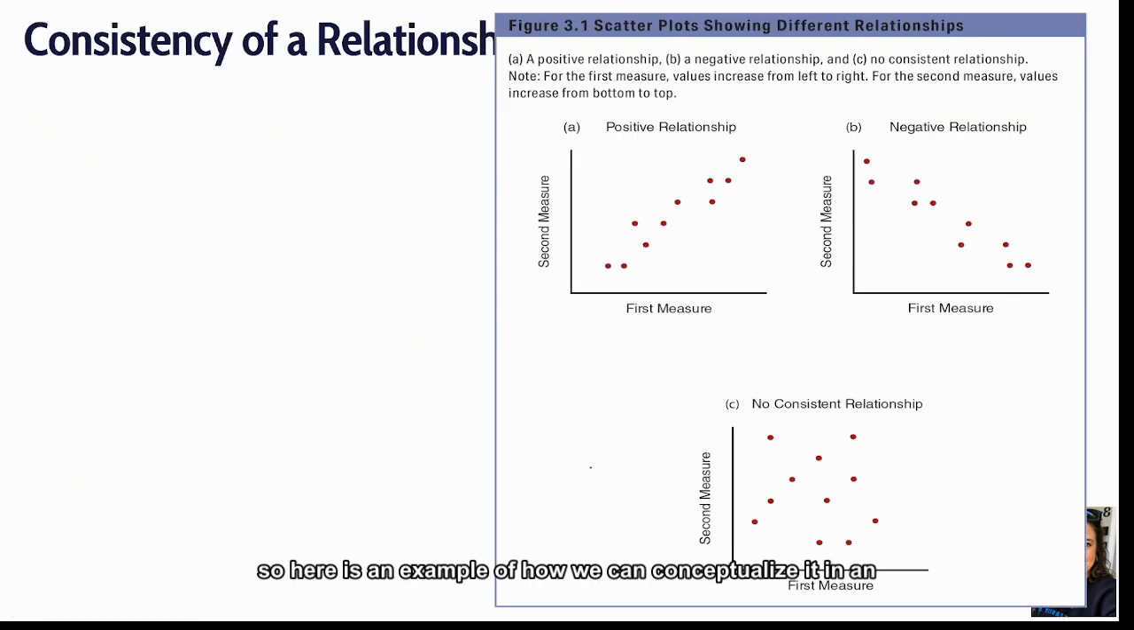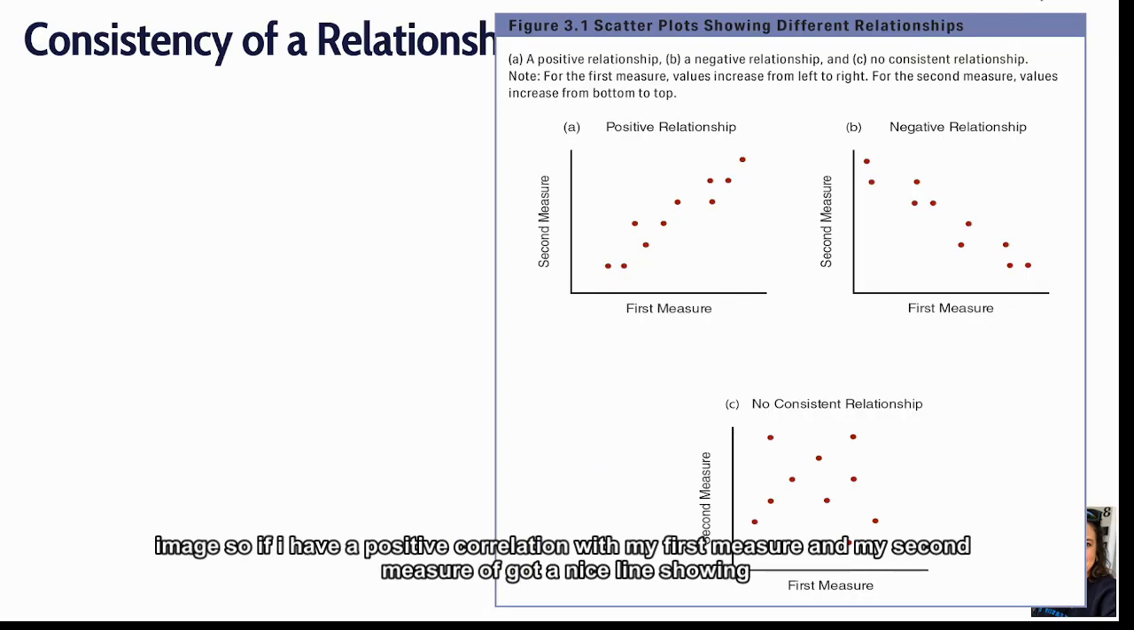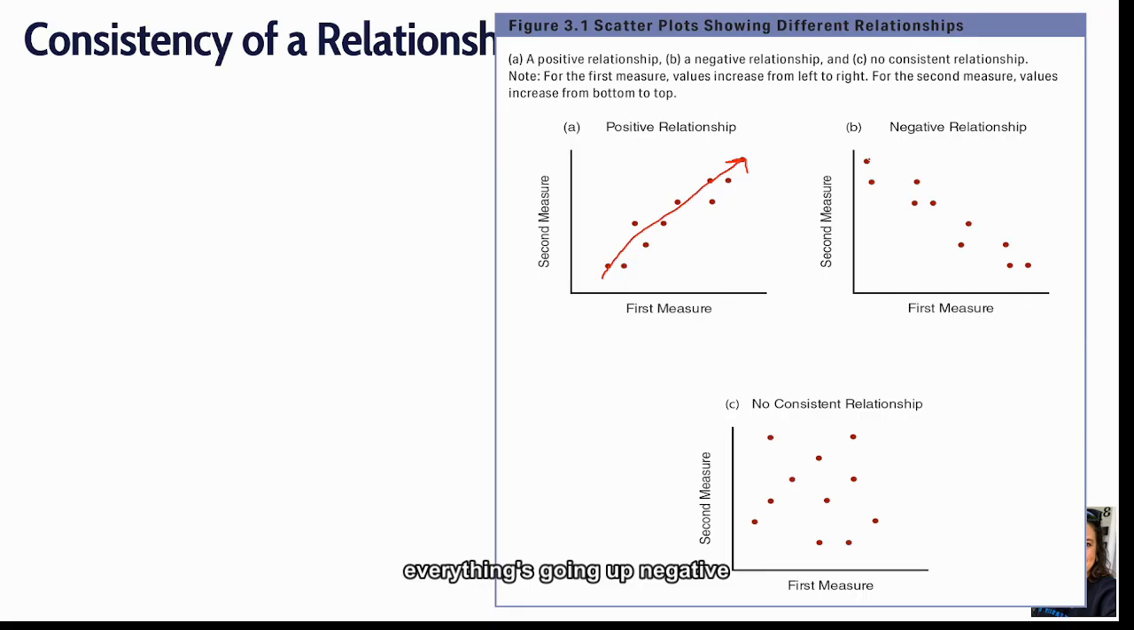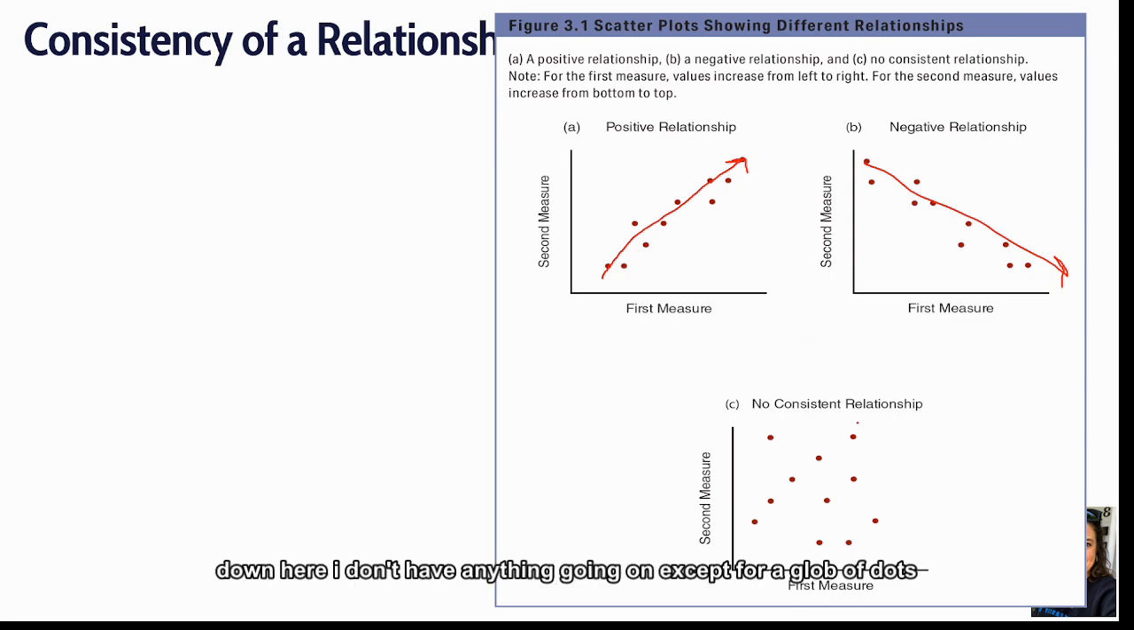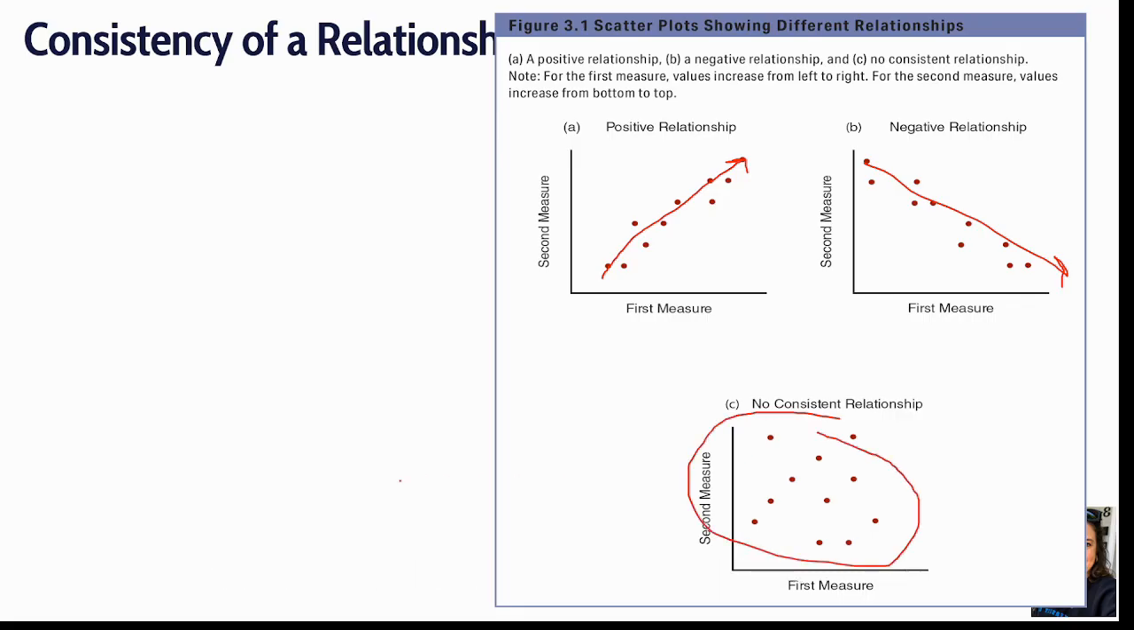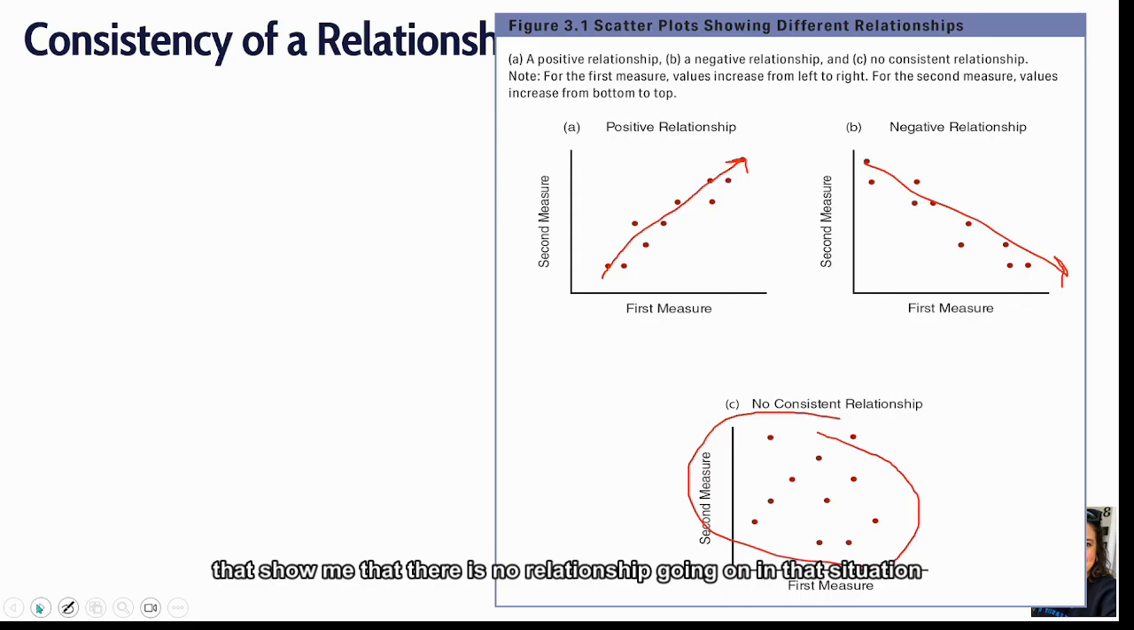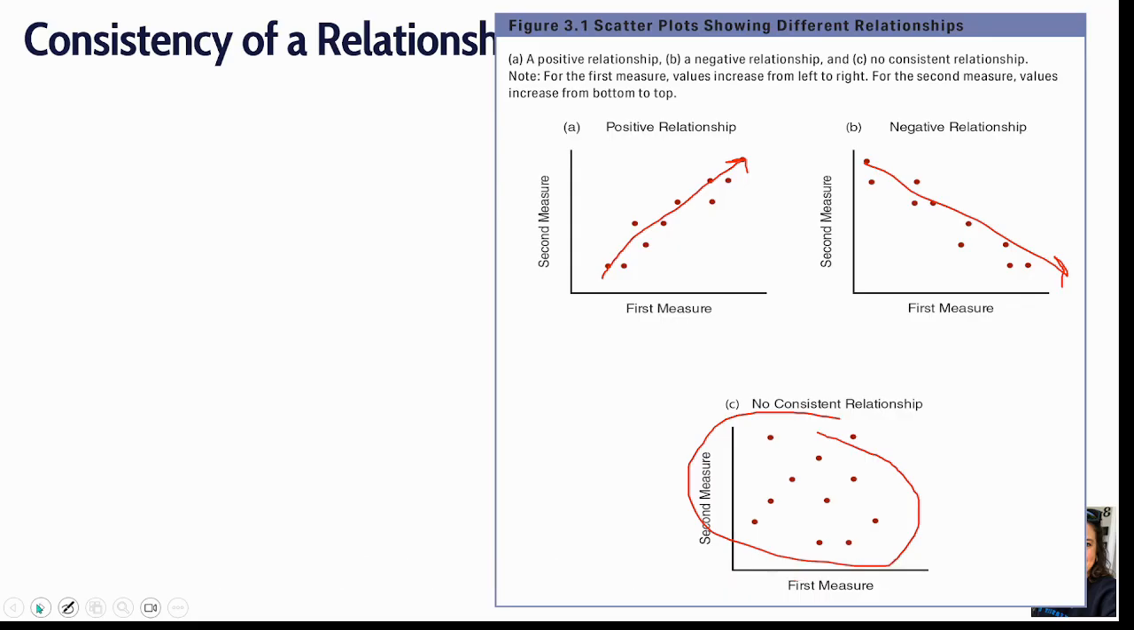So here is an example of how we can conceptualize it in an image. If I have a positive correlation with my first measure and my second measure, I've got a nice line showing everything's going up. Negative, it's going this way. I can draw a clear line of fit between the two. Down here, I don't have anything going on except for a glob of dots. That's showing me that there is no relationship going on in that situation.